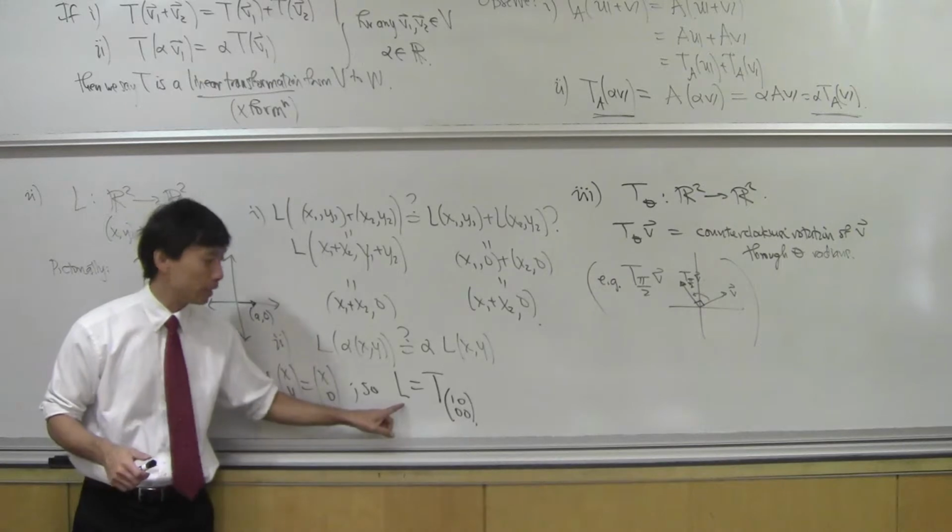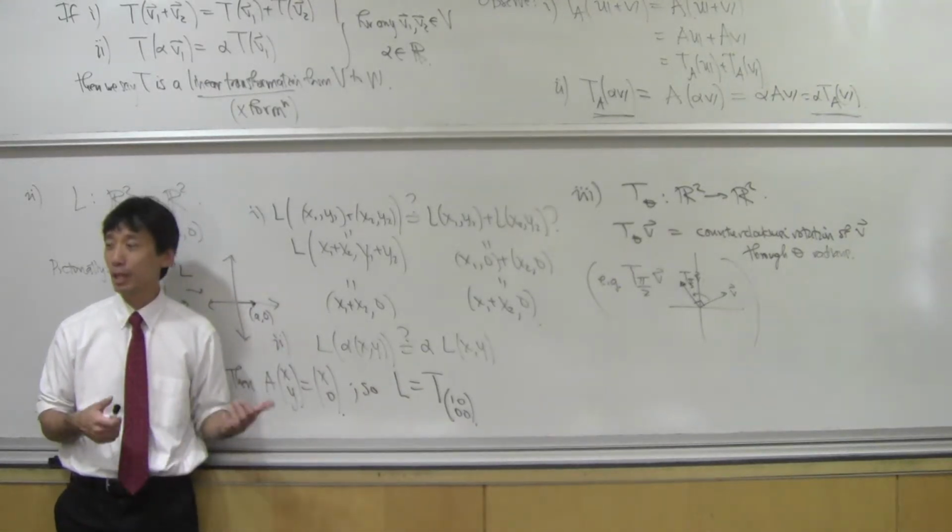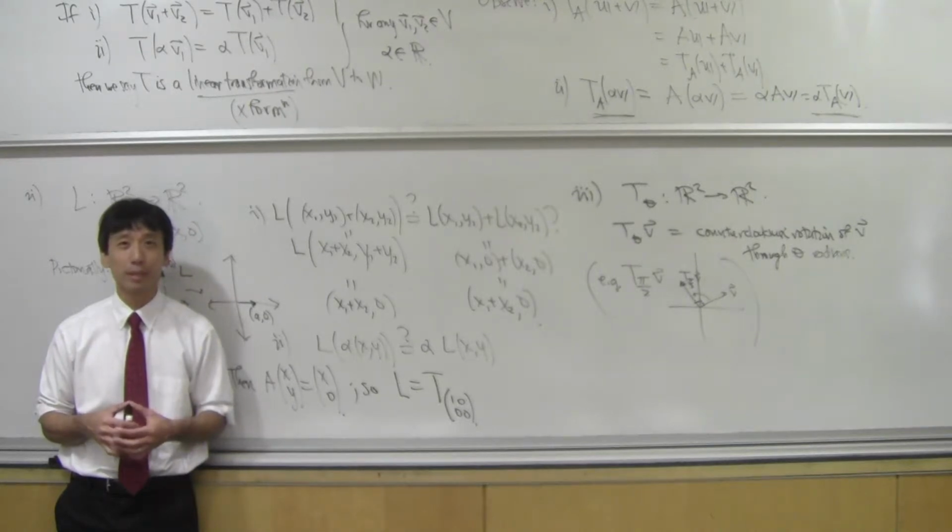This L can actually be obtained as left multiplication by a matrix. So this L comes from some matrix. Is that all right?